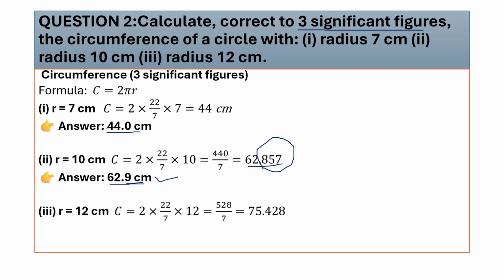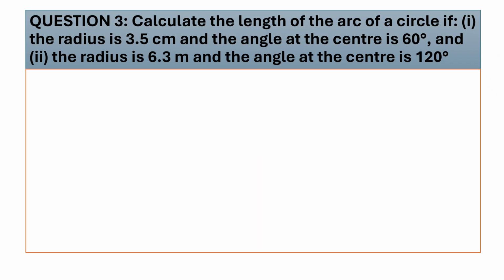Next is radius 12 centimeter. Again, substituting the value, you will get 2 into 22 upon 7 into 12, that is 75.428. So again, rounding up the figure, you get 75.4 centimeter. Next is question number 3.